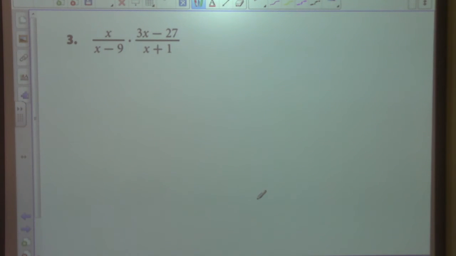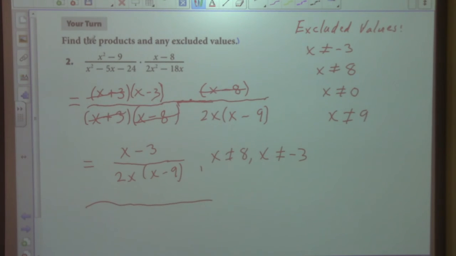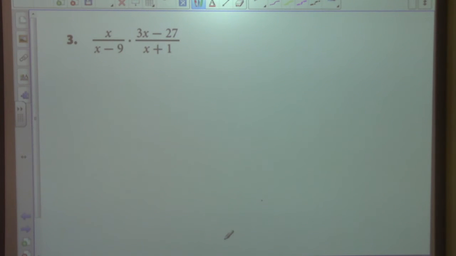Oh, I do want to mention one thing that this class did that the other classes had a little problem with. Some people in the other classes were saying x cannot equal 3. What they were doing is looking at the numerator, because the numerator can be 0, but the denominator cannot be. So therefore, 3 is not an excluded value. So anyway, rewrite this like this.